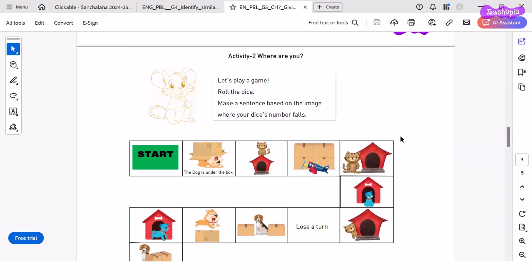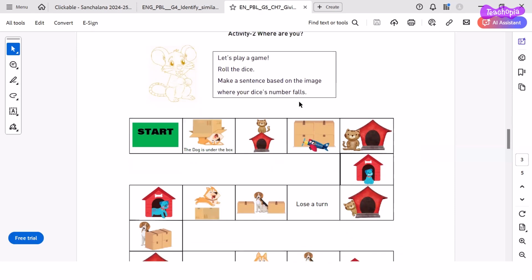This is a game that the children can play, which is also about prepositions. They will roll the dice and they will make a sentence based on the image where their dice falls. So if they roll their dice and it falls on number 1, it shows that there's a dog under the box. So the sentence that they can frame is, the dog is under the box. If they move on to 2, they can say, the cat is above the house. So similarly, they can make sentences for different squares as and when they pass by it.